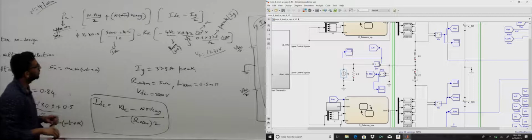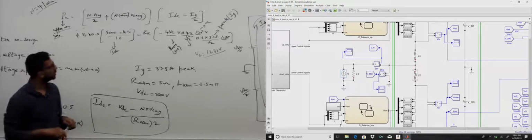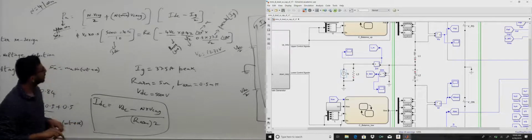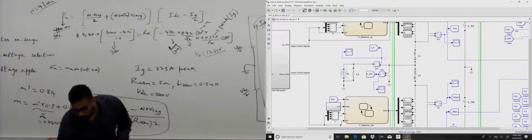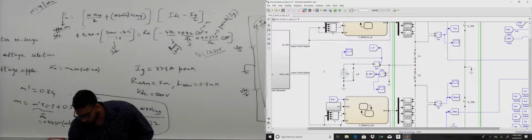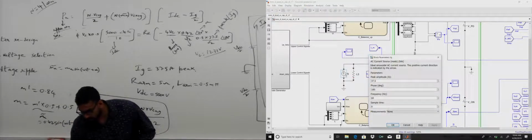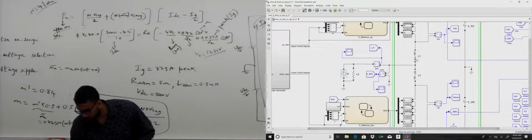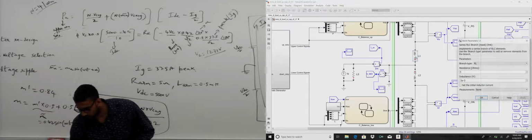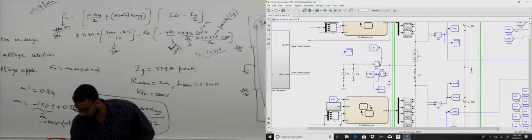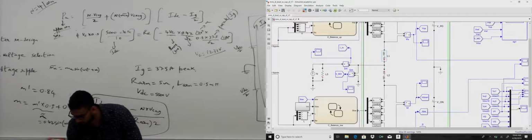All right, Krishna. So if I run this simulation, you see that Ig here is 37.5 ampere peak, 180 degree phase shift, and R has a resistance of 5 ohms.